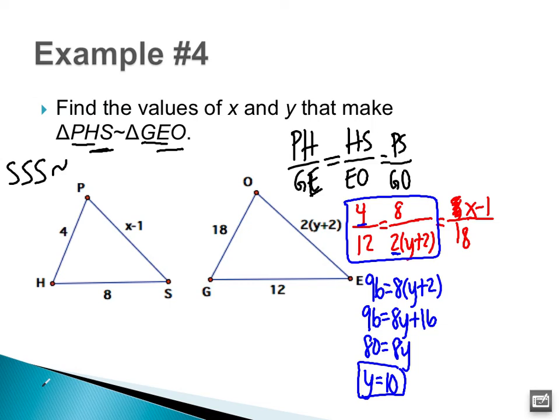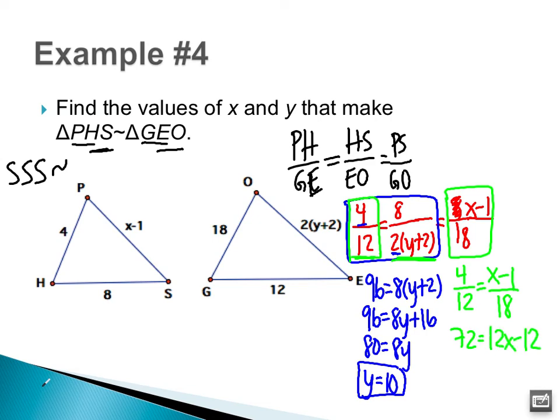Now let's solve for x. I'm going to need to use this ratio, and then I can either use this ratio or this ratio. I'm going to choose this one because I already have 4 and 12. So rewriting, I have 4 over 12 is equal to x subtract 1 over 18. 18 multiplied by 4 is 72. This is equal to 12x subtract 12. Adding 12, I get 84 is equal to 12x. Divide by 12, I end up with x is equal to 7. So here we've gotten x is 7 and y is 10.